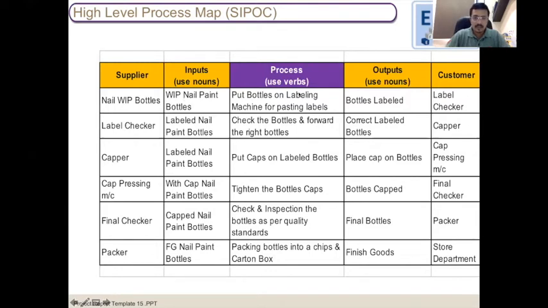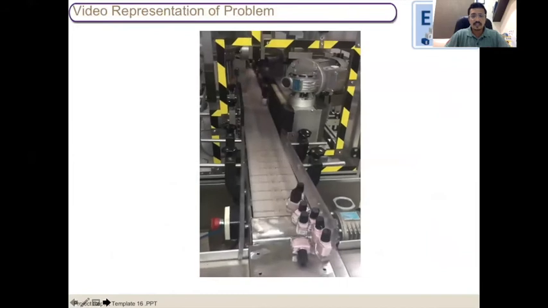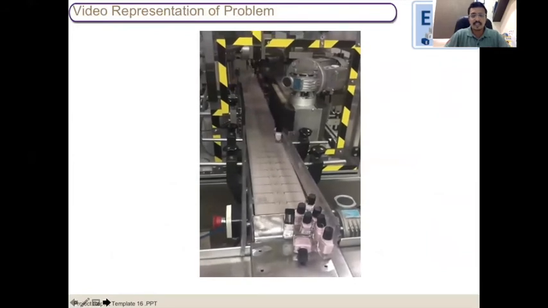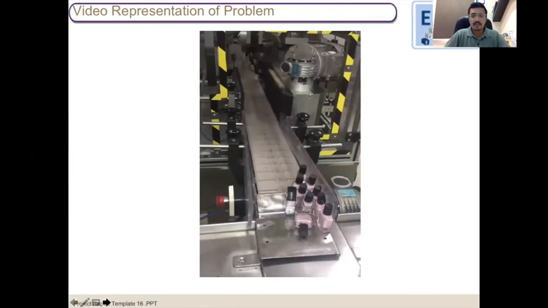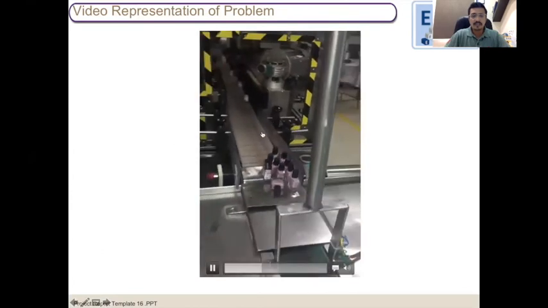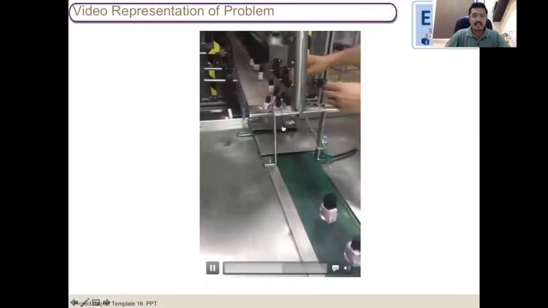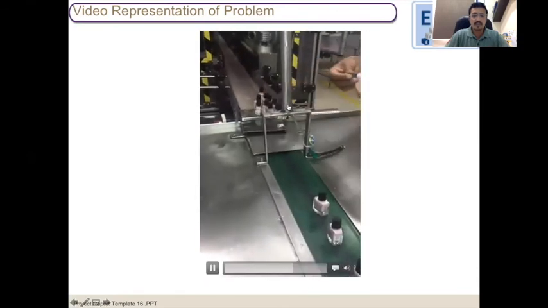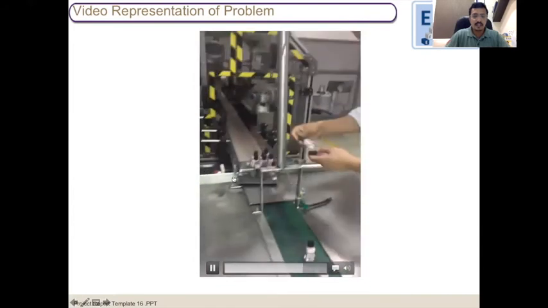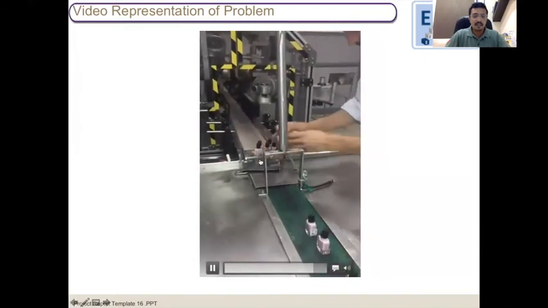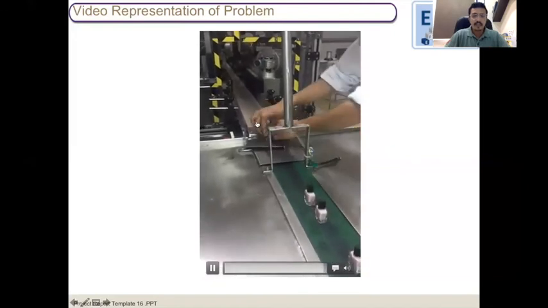And what is the process that's happening? Put bottles on the labeling machine for pasting labels, bottle labeled and label checker. Likewise, they have created the SIPOC for the entire process. Right? If you see, this is the video which will show you what exactly is happening. What is the bottleneck operation? So here, from this machine, it is coming to this particular area, and it is getting stuck. So two people are standing over here and passing these bottles to the next conveyor, and this particular area was becoming the bottleneck activity.